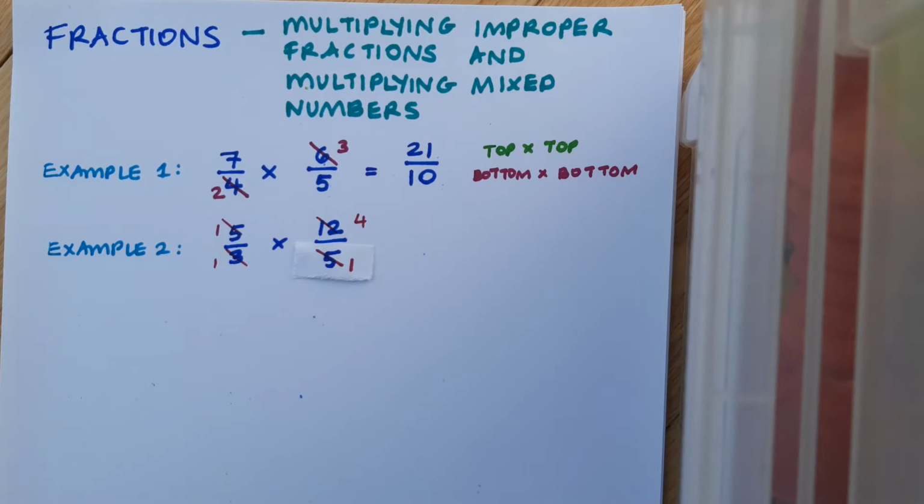So I'll just multiply. And again, it's top by top, bottom by bottom. On the top, I'm going to get 4, and on the bottom 1 by 1 is going to give me 1. So I've got 4 over 1, but we're not going to leave it like this. We're going to write it as just a whole number because 4 over 1 is just the number 4. And that's my final solution here.